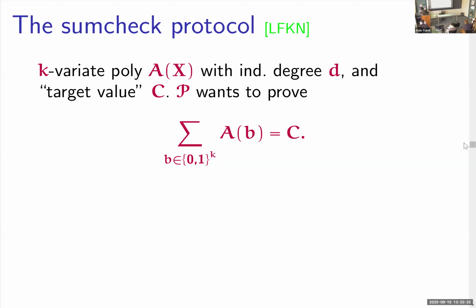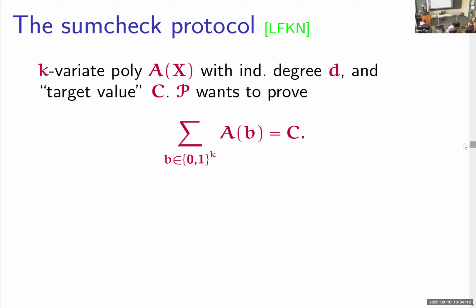All right, so now to explain a little of our construction. The important component is going to be the SumCheck protocol, which I don't want to go through in terms of what it does. I just want to go over what it gives you. Suppose you have some k-variate, not necessarily multilinear polynomial A with individual degree D, and you have some target value C.